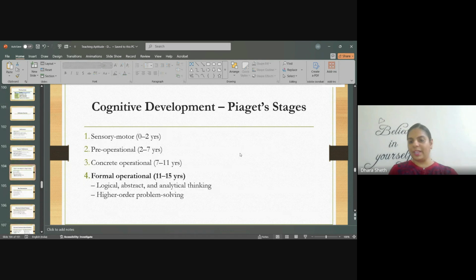Just to recall what we learned yesterday, Piaget stages: sensory motor 0 to 2 years, pre-operational 2 to 7, concrete operational 7 to 11. Formal operational 11 to 15 years is adolescence in Piaget's classification. Logical, abstract and analytical thinking, higher order problem solving. Okay, so that is what adolescence is.